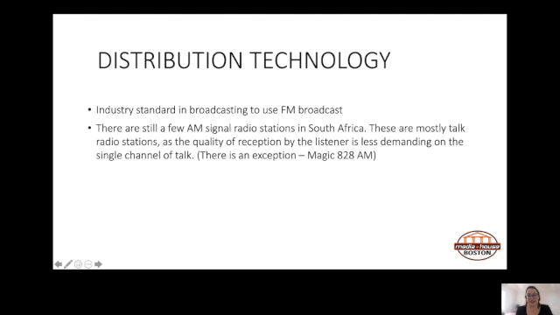There is an exception. There's a radio station in Cape Town called Magic 808 AM. They've been going for a few years and they broadcast on AM frequency and they have quite a big footprint that they cover. But you'll see if you tune into them to try and listen to them, there's a very almost tinny, hollowy sound to the reception where we are used to extremely crisp, clear reception on the FM channels.